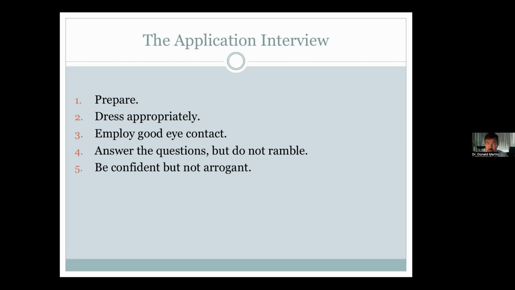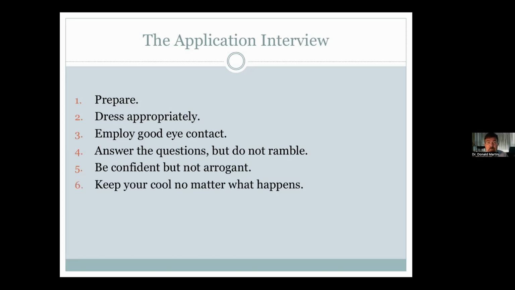Number 5, be confident again, but not arrogant. We talked about this last time. There is a huge difference between confidence and arrogance. If you want to ask me about that at the end of the presentation, I'll share more with you. But your goal is to be confident. Yes, you have some accomplishments. Yes, you believe you have some qualities and skills that they would find appealing as a student at their university. And you can talk about that, but you never want to come across as though you think you're the greatest thing in the world. That will immediately turn them off and most likely lead to your being denied admission.